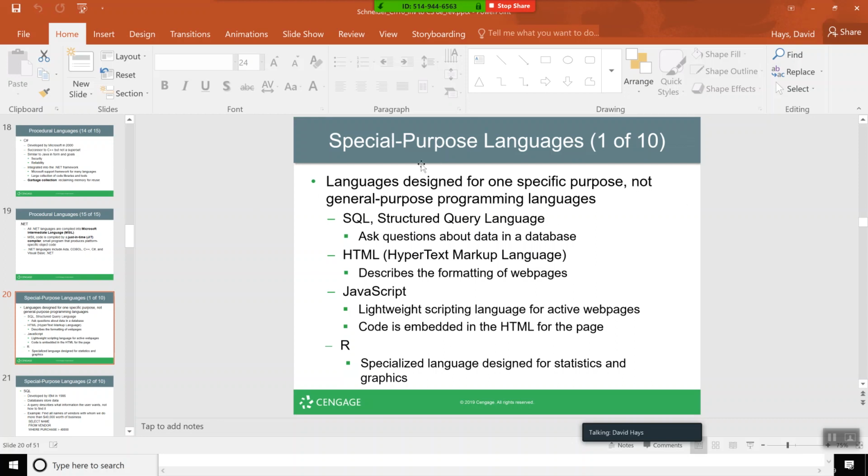Okay, special purpose languages. SQL, that's specifically for talking to a database. HTML is specifically for writing web pages. JavaScript is a scripting language for web pages, but it's also a lot more than that. So JavaScript is kind of expanding, growing. R is for statistics. I wouldn't say graphics. It's good for graphs, statistical graphs. I've used R quite a bit.